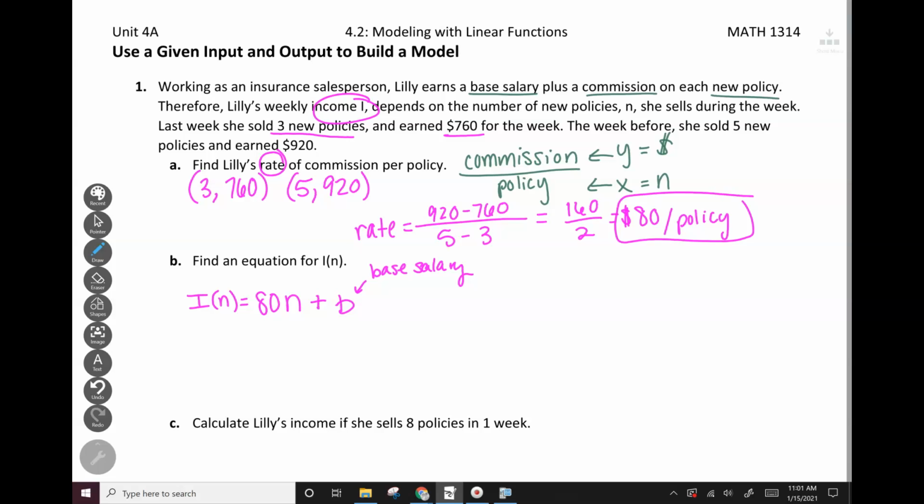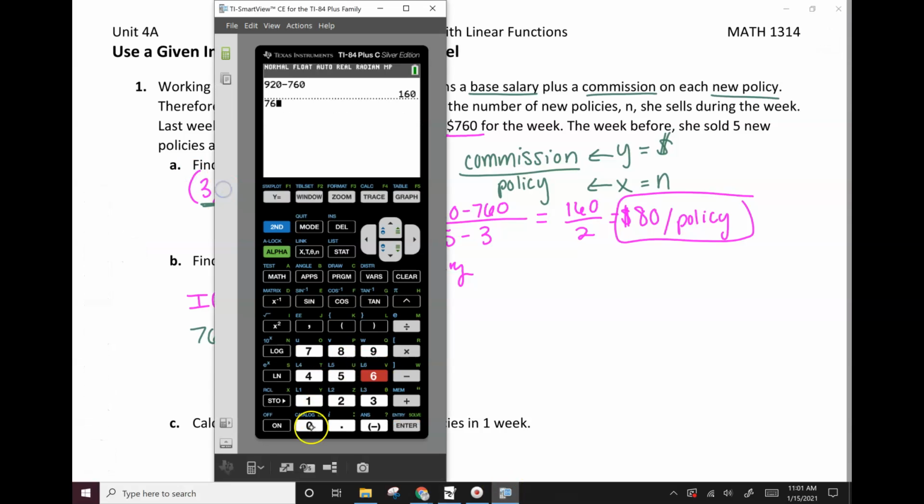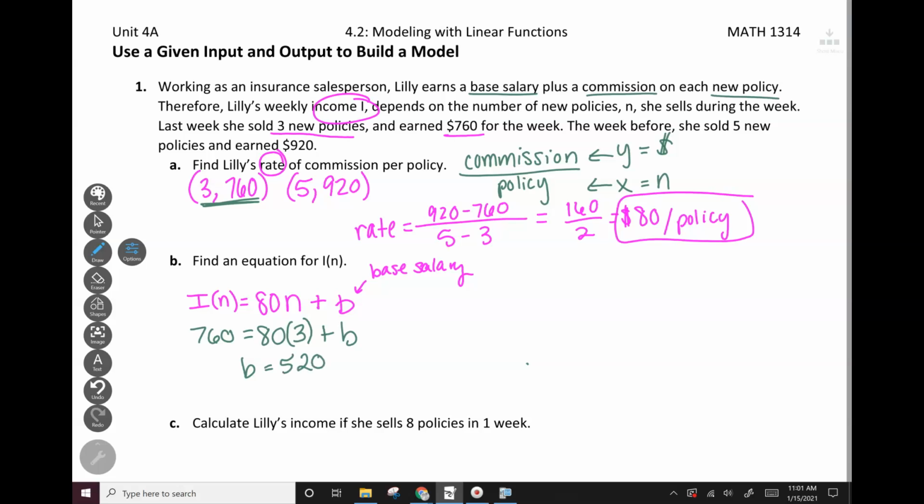Well, how can I solve for it if I have all of these variables? We do have some points. We have both of these points up here, so we could plug in either of those points for I of n and n. I could do 760, that's the income when she has 3 new policies. So I plugged in that point, and now I can solve for b to figure out the base salary. So 760 minus 80 times 3. So I get 520 for b. Now putting all of that together, my function is going to be I of n equals 80n plus 520.